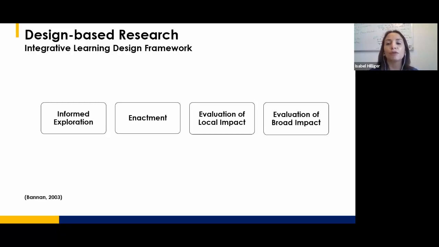In order to do that, we grounded our approach in the integrative learning design framework. This framework has been used by other researchers, and the different phases have different objectives. There is an informed exploration phase in which the main idea is to identify intended users of a tool and their needs. Then there is an enactment phase in which the idea is to develop the tool based on user needs, then evaluate the local impact of a tool that has been used in a particular context, and then finally evaluate its usefulness in varied contexts in order to explore its scalability.